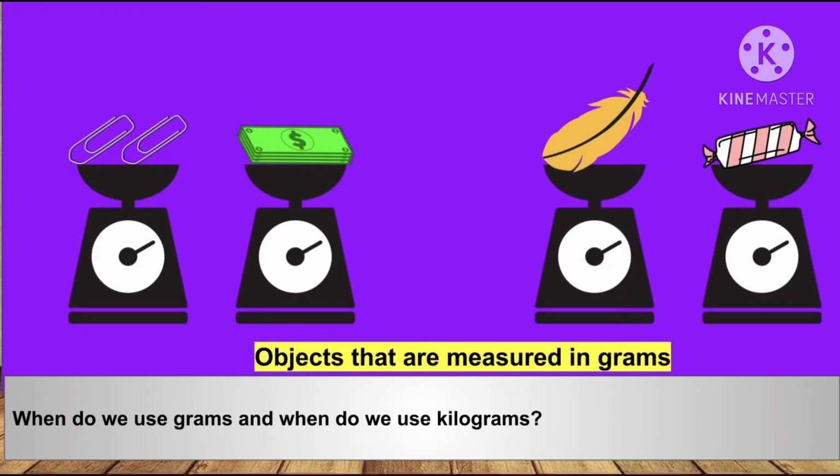So, today we're going to be looking at two different ways that we're going to be measuring mass. The first being grams. Here are some objects that are usually measured in grams: paper clips, dollar bills, feathers, and pieces of candy. What can we infer about grams if we know these items that are used to measure them? In other words, what conclusion can we make about grams? It measures blank objects. Who can fill in that blank for me?